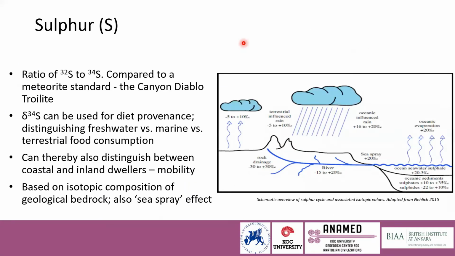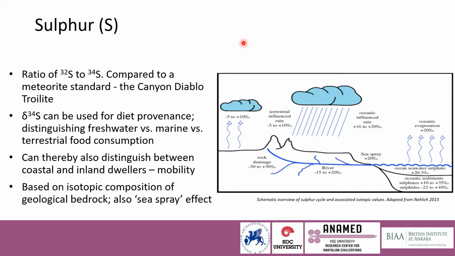So the next one is sulfur. I'm going to give a little overview. Delta sulfur 34 is the ratio of sulfur 32 to sulfur 34, and it is compared relative to the standard, the Canyon Diablo troilite. Delta sulfur 34 can be used for diet provenance, so where the food came from. It's also quite useful for distinguishing between freshwater, marine, and terrestrial.